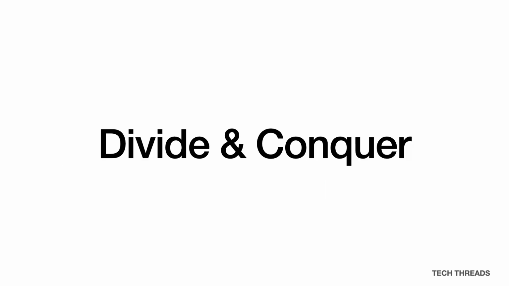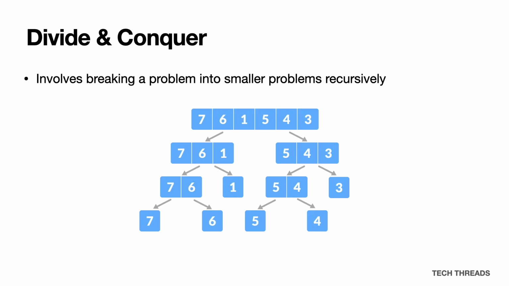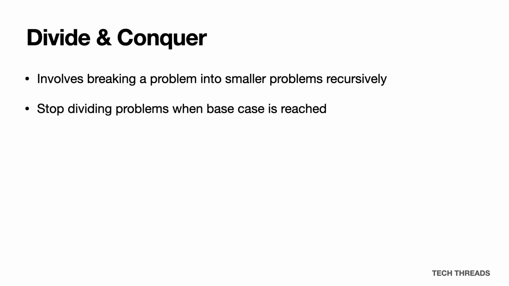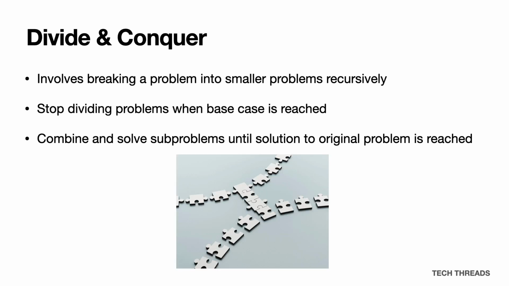Moving on to divide and conquer, which is also pretty versatile. It can be used for sorting and searching problems, but it's not limited to that. It involves breaking down a problem into smaller problems, which can be broken down into smaller problems and so on. And this is typically done recursively, so we stop when we reach the base case. At this point, we solve and combine the subproblems until we've worked our way back up and have solved the main problem that we set out to solve.